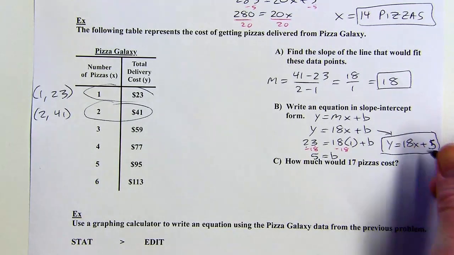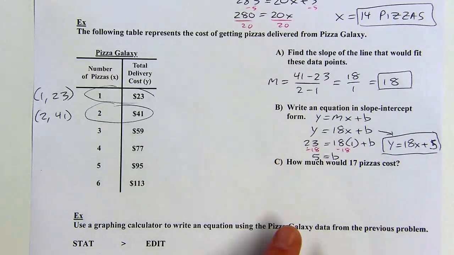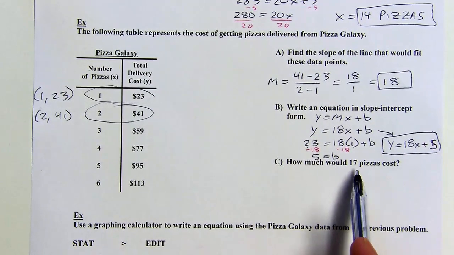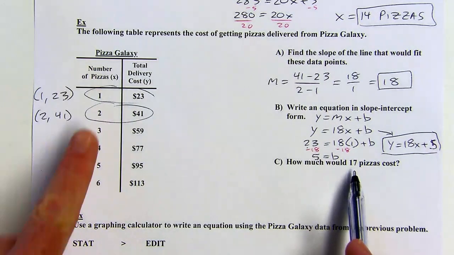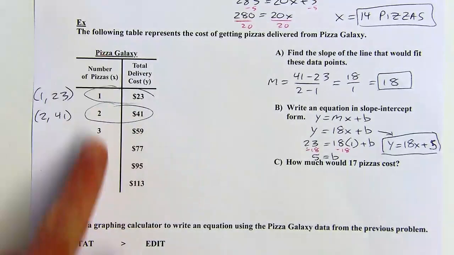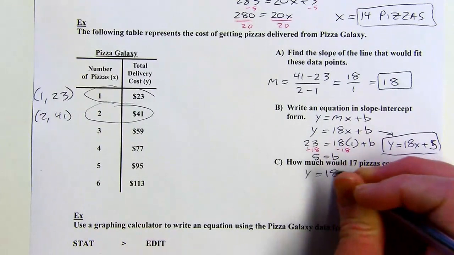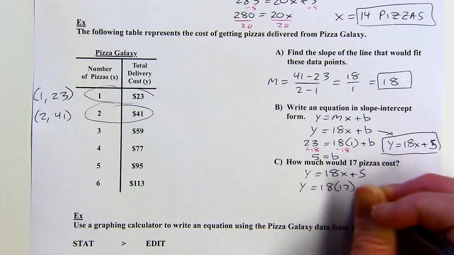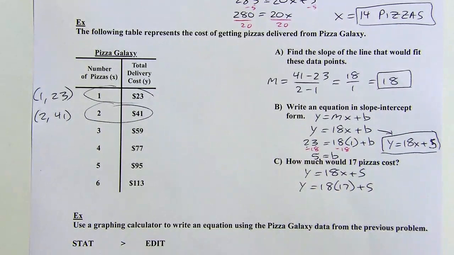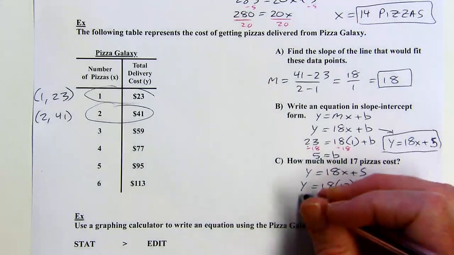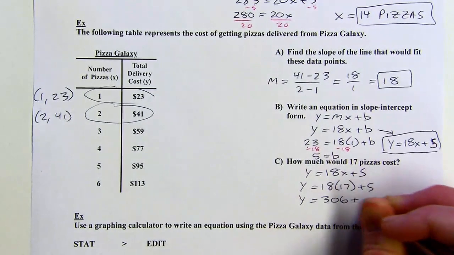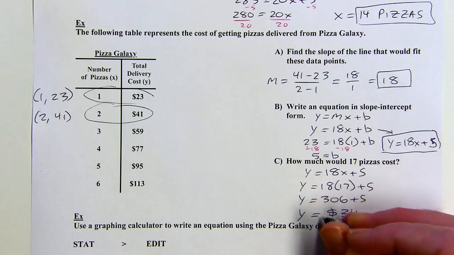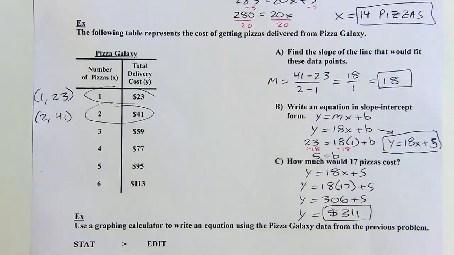Okay, and now I can use that equation to figure out any question they ask me. So now they're asking how much would 17 pizzas cost. So I've got to think, is 17 my x or my y? That's the number of pizzas. Well, if you look at the table, that's the x value, right? So I'm going to plug in 17 right here. Let's see, 18 times 17 is 306. And then it's going to be $311 for 17 pizzas from Pizza Galaxy.